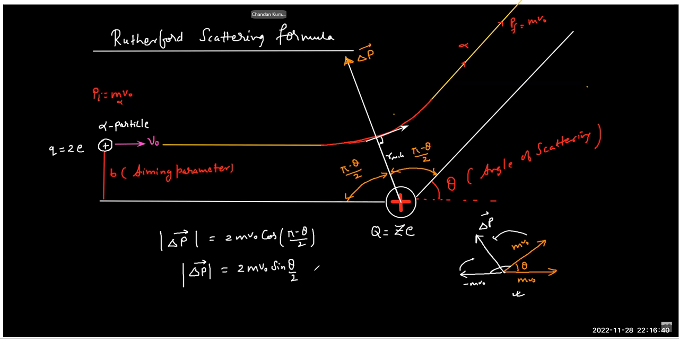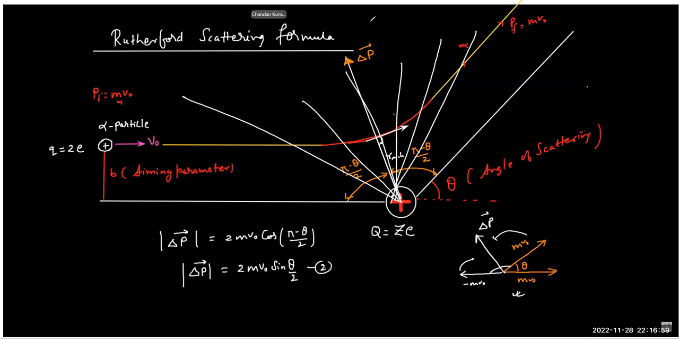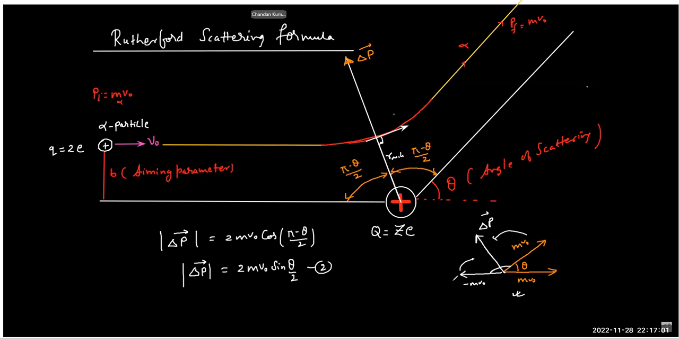So, anyway, from mechanics, we know how to find the change in momentum. I hope this is clear. And the force acting on this charged particle will vary in direction, because the force will be here, then here, then here, then here. Eventually it will become zero at infinity.